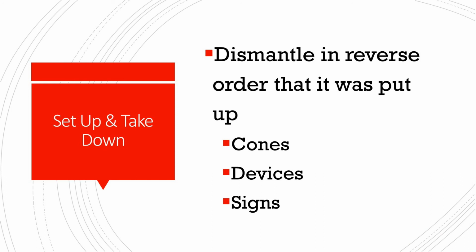So when you set up, you put down your signs in the advance warning area first, any devices that you're going to use, and then your cones. When you take down your temporary traffic control zone, the first thing you take up is your cones. The second thing is your devices, and the last thing are the signs in the advance warning area.